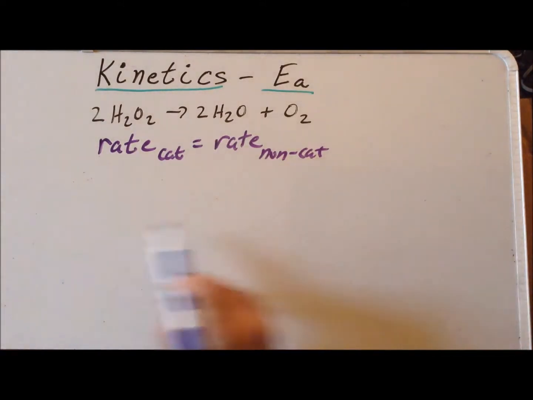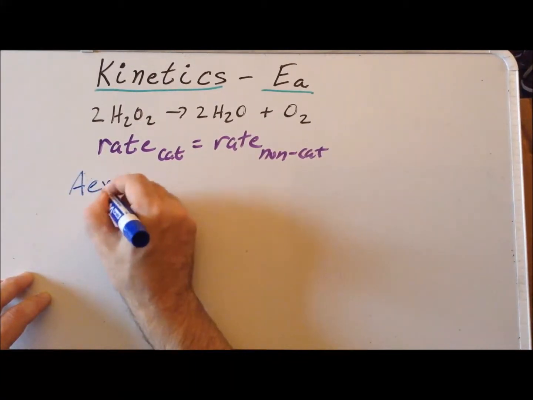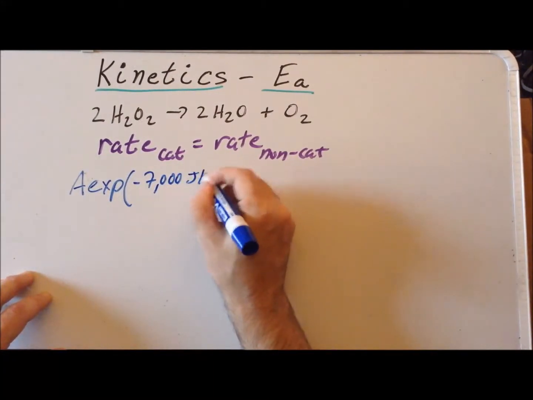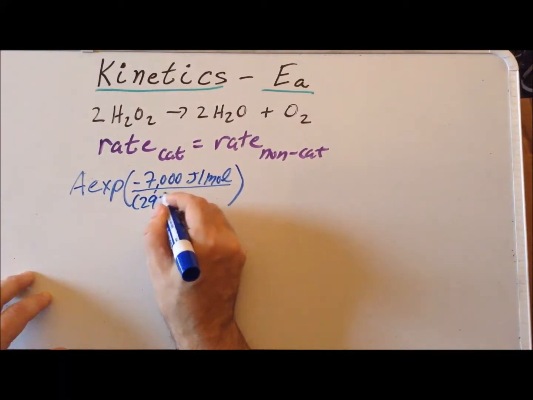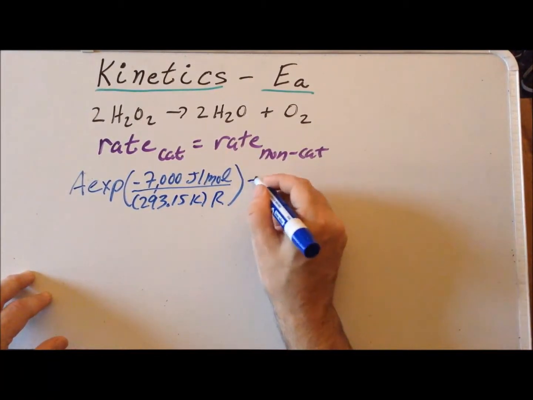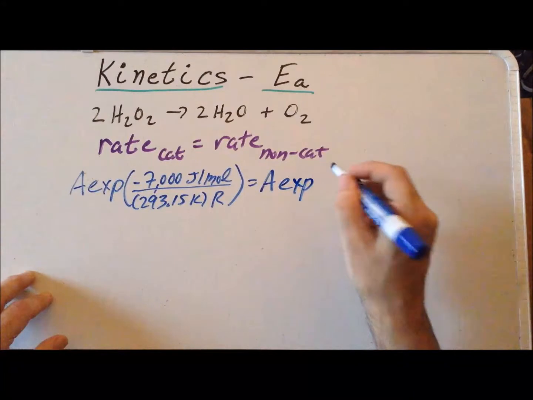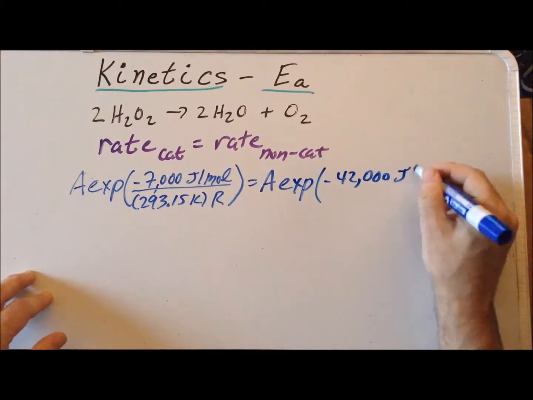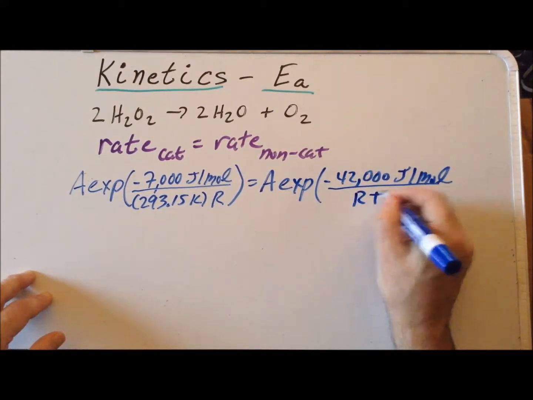Next, we can substitute in our specific values from the Arrhenius equation. So here we have A exp minus 7,000 joules per mole divided by 293.15 Kelvin times the gas constant R. And the rate for the non-catalyzed process is A times exponential minus 42,000 joules per mole divided by R times T.